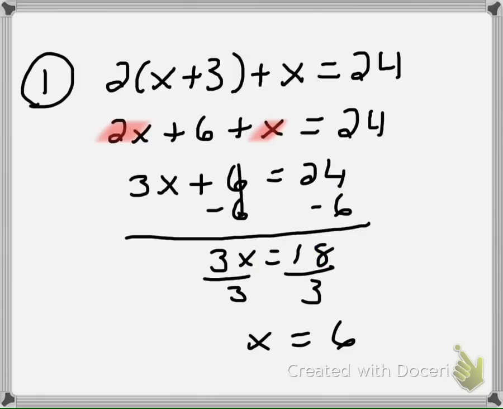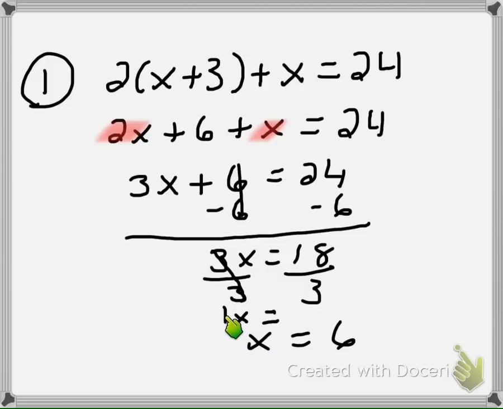This always means multiply when there's a number next to a variable. The way to undo multiplication is to divide. So I'm going to divide 3x by 3, and I'm also going to divide 18 by 3. 3x divided by 3 is going to give me, this is going to cancel. 3 divided by 3 is 1, and 1 times x is 1x, but 1x simplifies to just x.